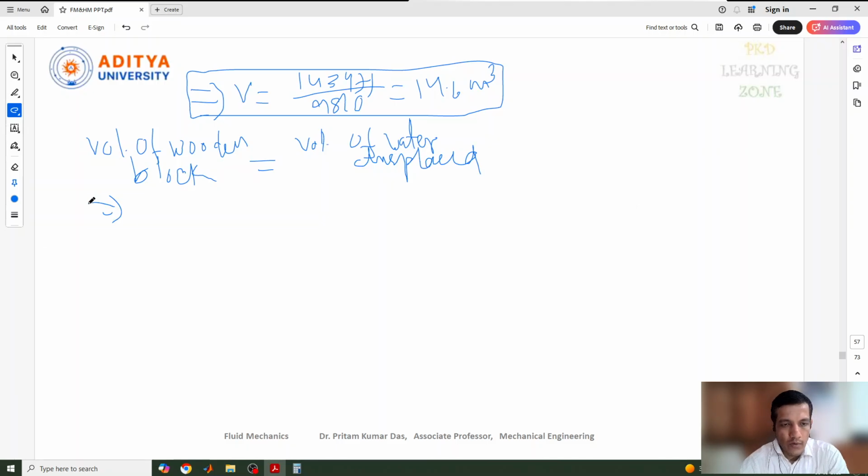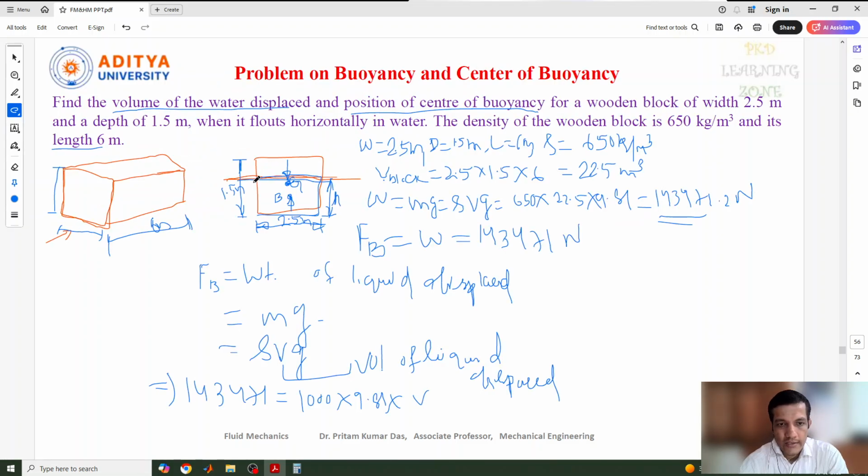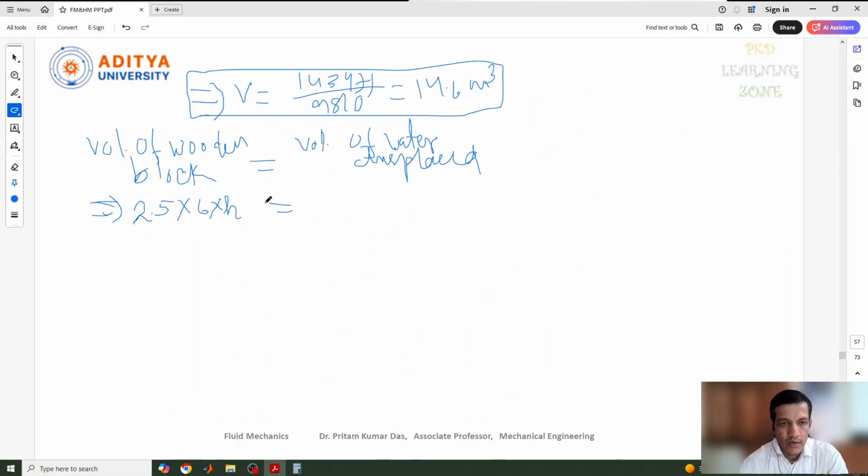So the volume of wooden block, we already know this one. What is the formula? It is length, width, and h, where h is the height that is present inside this liquid. That is the volume of the wooden block, so h will be identified here. The volume of water displaced is nothing but what we got just now, 14.6. So we'll keep h one side, and here 14.6 divided by 6 into 2.5, that is nothing but 15.